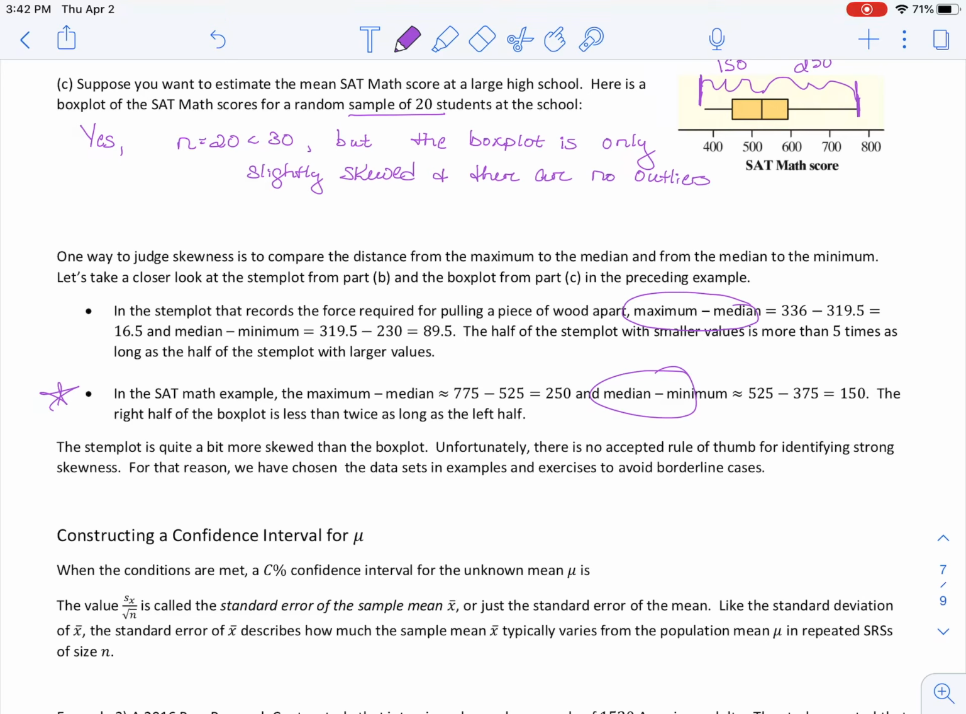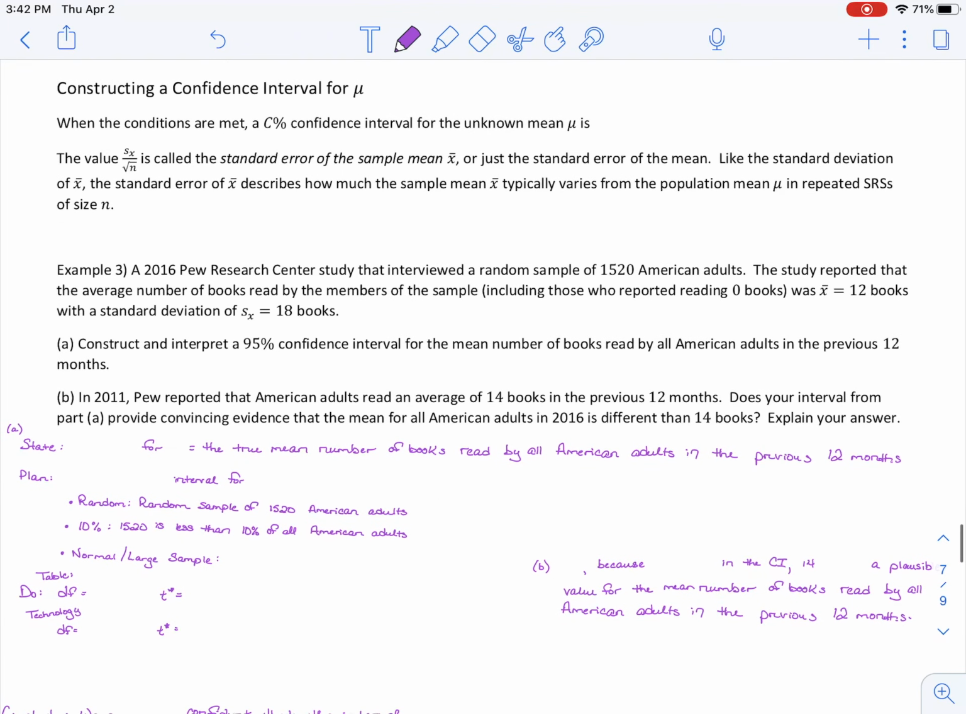So you can try and come up with some ways to quantify it, but there's not any rule of thumb for the best way to do it. Just assume that you're not going to get any strange case where you can't tell, it's on the line. It'll be one way or another. So now we can actually get to constructing this confidence interval, as long as your conditions are met.